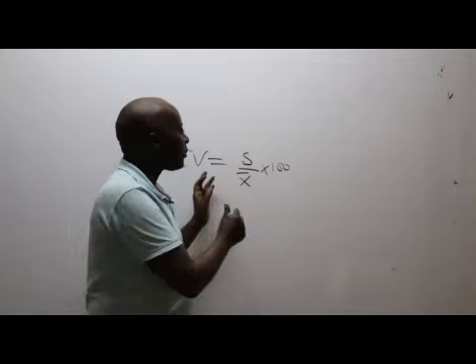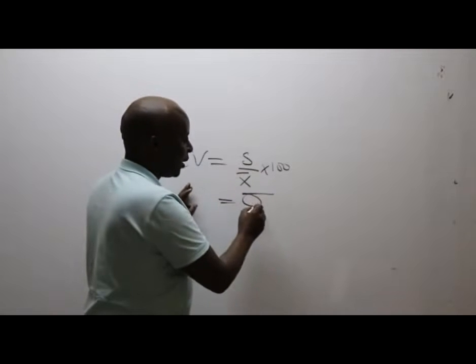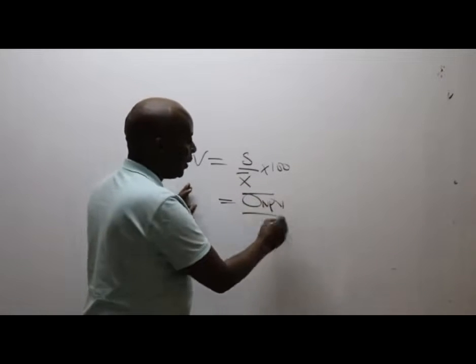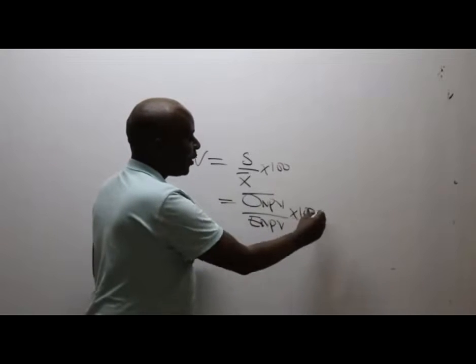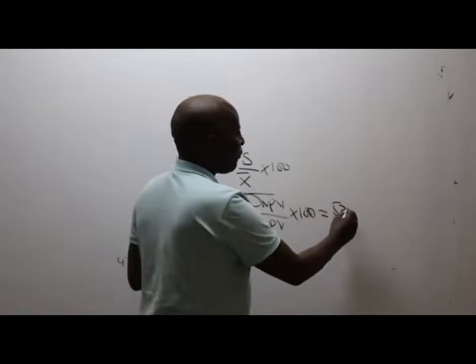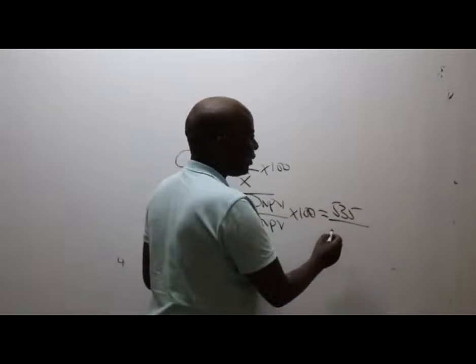So this S stands for what here? Standard deviation, right? So standard deviation of our NPV over X bar, our expected net present value, times 100. So you guys gave me 535 all over the expected net present value.